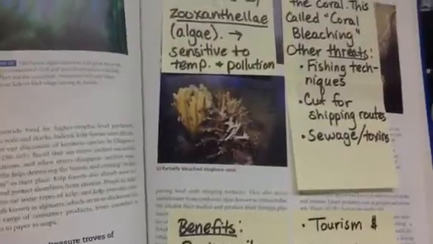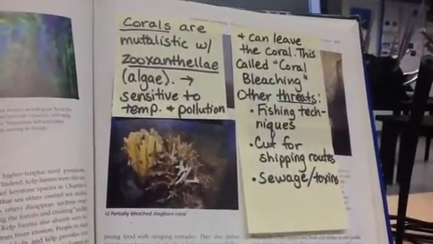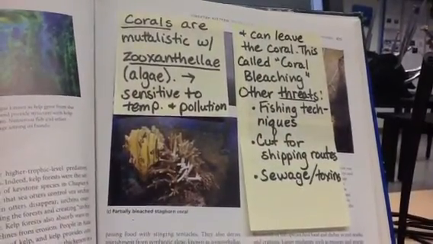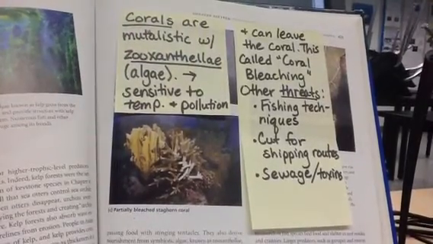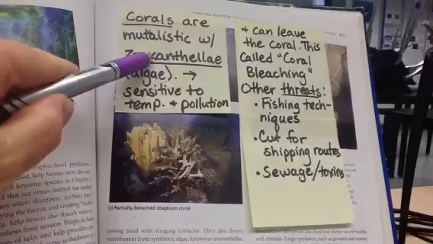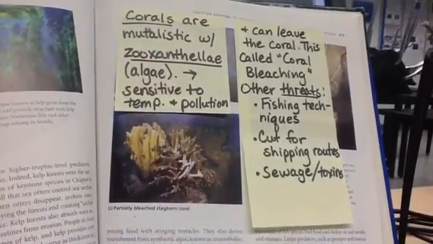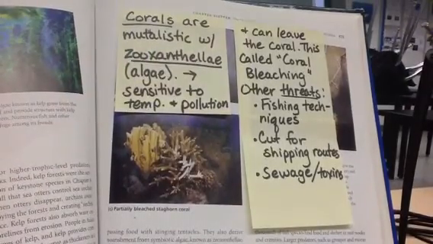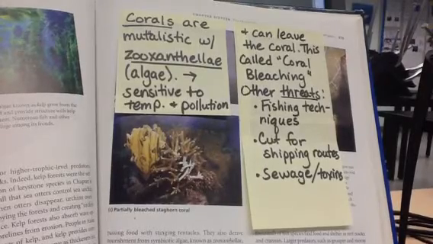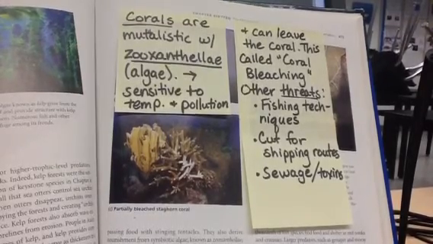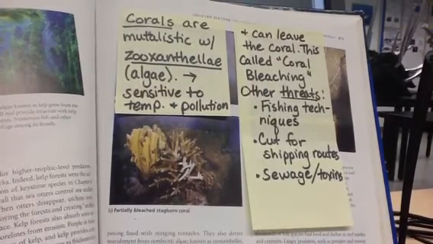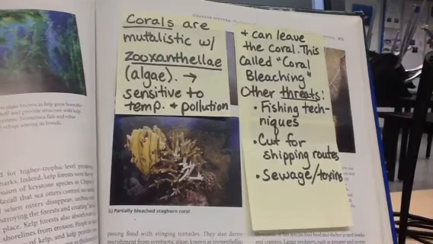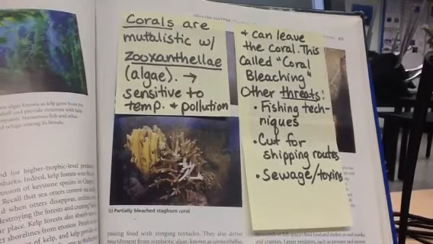All right, talking about coral reefs. Corals are mutualistic. That's a little U right here. Mutualistic with something called zooxanthellae. The X has a Z sound, which is an algae. And the corals and the zooxanthellae live together and have to live together. The zooxanthellae is sensitive to temperature and to pollution and can leave the coral if the temperature gets too hot or pollution is too bad.